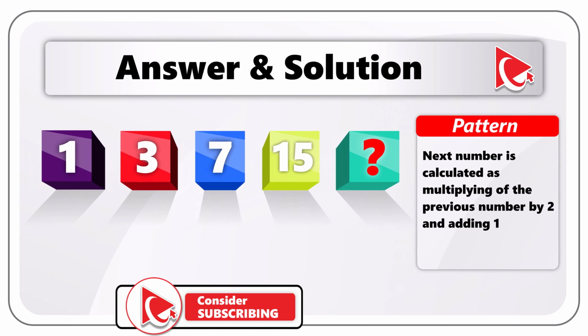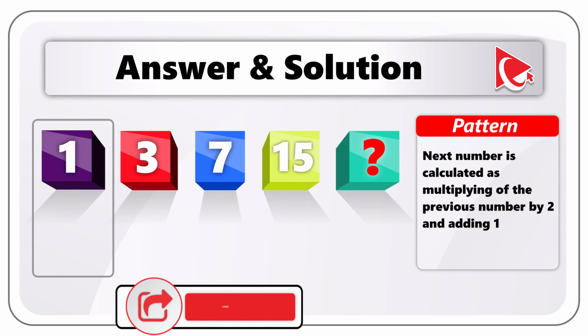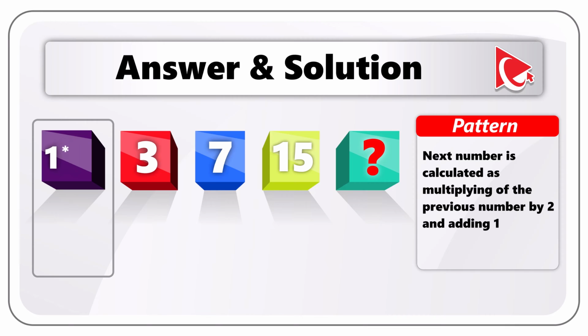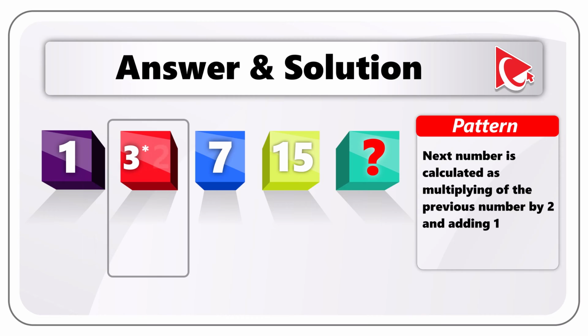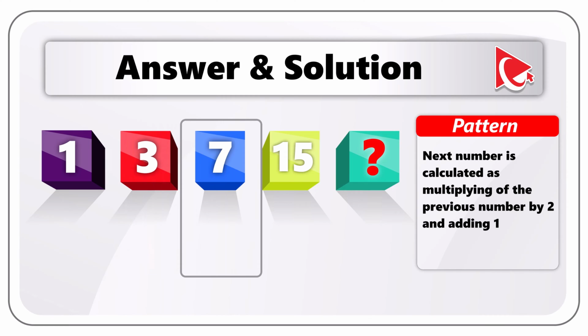Let's look at some specific examples to better understand what's happening. Our first number is 1, which is given. The next number is calculated as 1 multiplied by 2 plus 1, which equals 3. The next number is calculated as 3 multiplied by 2 plus 1, which equals 6 plus 1, which equals 7. The following number is calculated as 7 multiplied by 2 plus 1, which equals 14 plus 1, which equals 15.